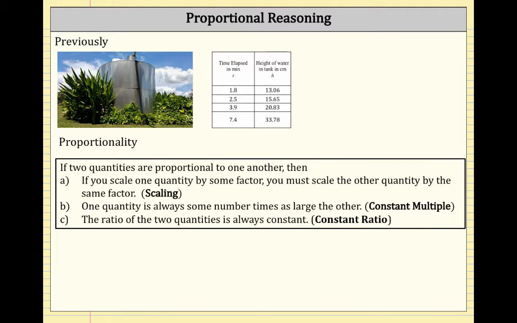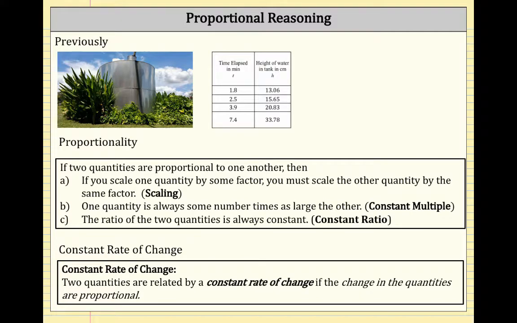So again, in proportionality, we had three perspectives of proportionality: the scaling, the constant multiple, and the constant ratio perspectives. Likewise, we also talked about the constant rate of change, and what that meant is that two quantities are related by a constant rate of change if the changes in the quantities are proportional.